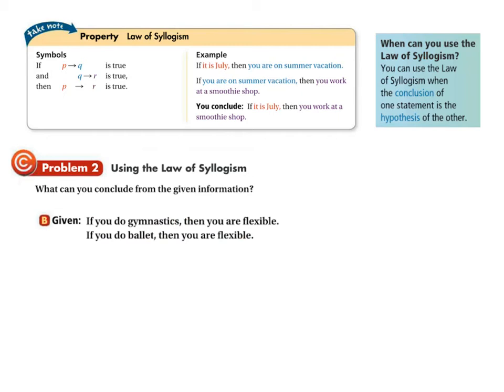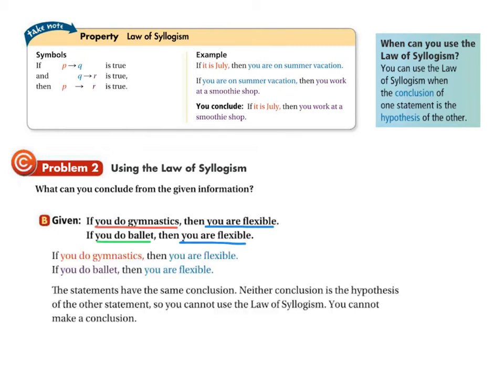Okay, what can we conclude from the given information? If you do gymnastics, then you are flexible. If you do ballet, then you are flexible. The conclusion of one is not the hypothesis of the other. They share the same conclusion, but they don't have the conclusion of one being the hypothesis of the other. That's not what we need.